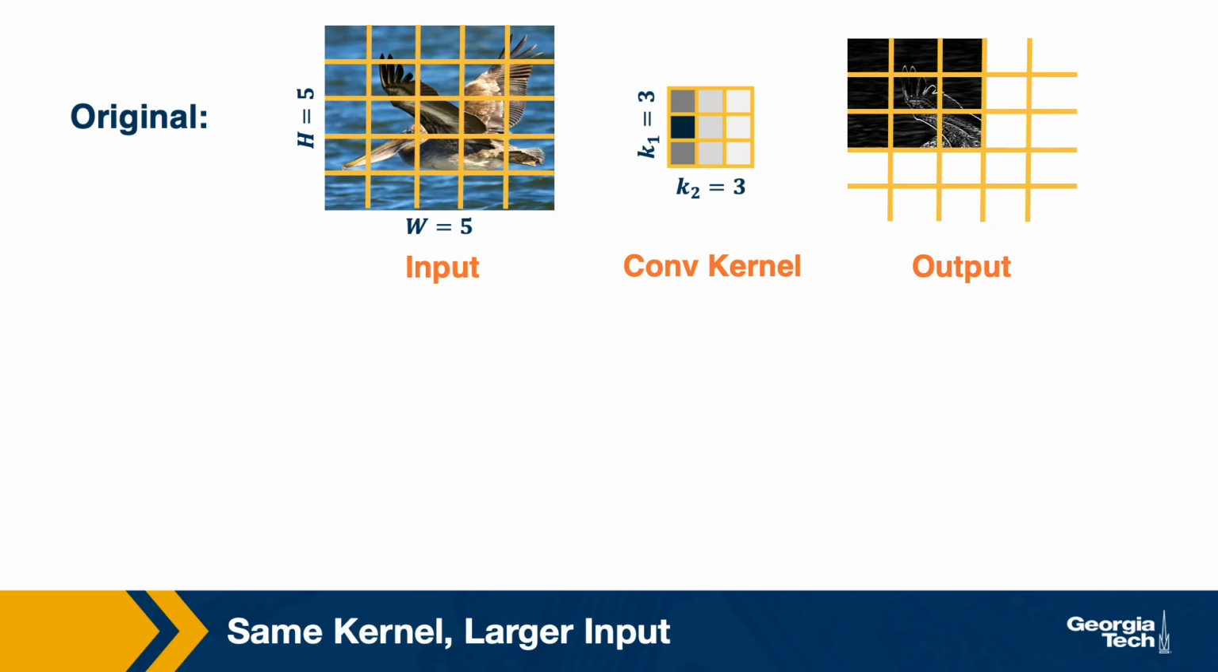So it turns out that this allows us to be no longer dependent on a particular input size. And we'll show how this is useful for segmentation. For example, suppose that we have an original input size, here a 5 by 5 image, and we have a kernel that we've learned, a 3 by 3 kernel. And this results in an output of size 3 by 3.